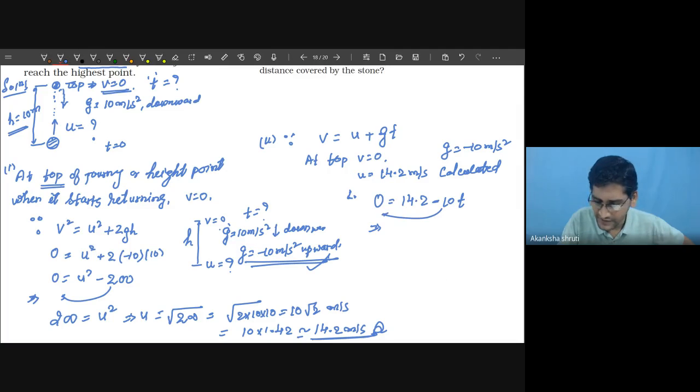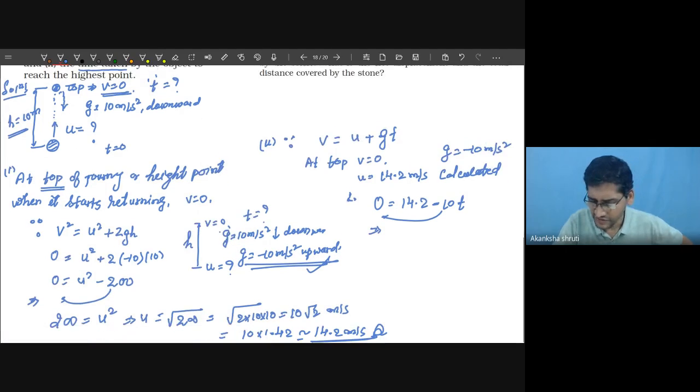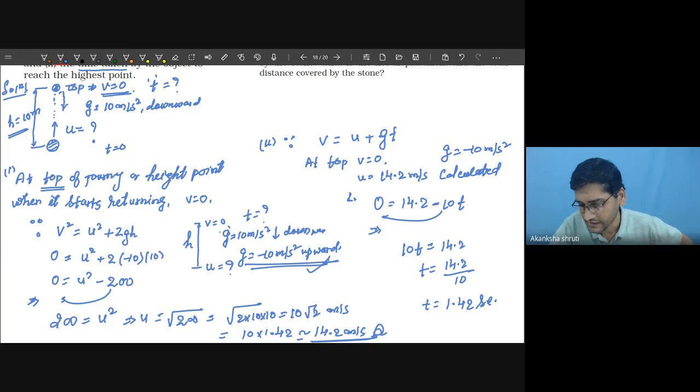So 10t is equal to 14.2. So t is equal to 14.2 by 10. So t is equal to 1.42 seconds. So this is the other time required.